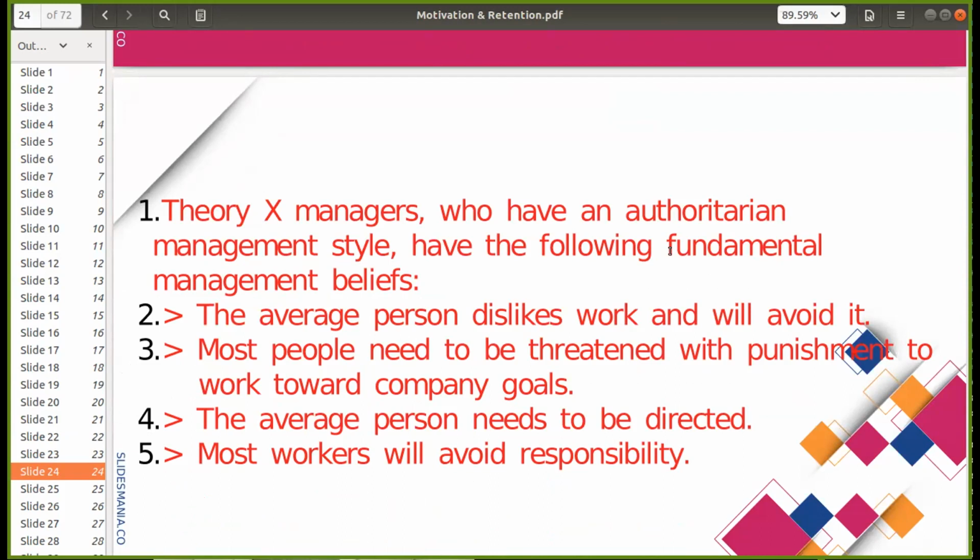So for them, ito yung mga prinsipyo nila, bakit sila ganon mag-manage. No? Bakit may pagka-punitive style yung kanilang pag-manage. No? So, sa kanila kasi, the average person dislikes work and will avoid it. And most people need daw to be threatened with punishment to work toward company goals. So, the average person needs to be directed. Then, most workers will avoid the responsibility. That's why, ganyan sila mag-manage ng tao.